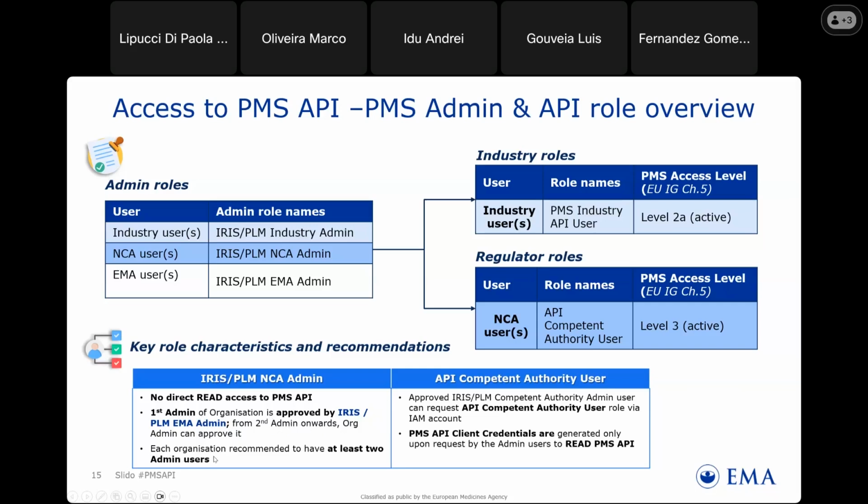Of course, each organization is recommended, and this is very important, to have at least 2 user roles. This is in case somebody leaves the company or goes on sick leave for a long time. It's always strongly recommended to have more than 1 admin user role. And the same is for the competent authority. It's also very important that you request this role because this role will give you the possibility to receive the client credential to access the PMS API.